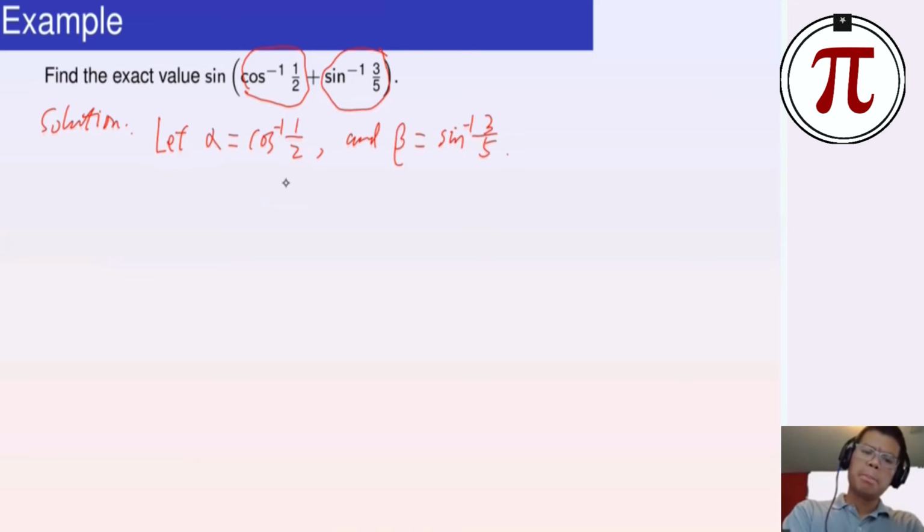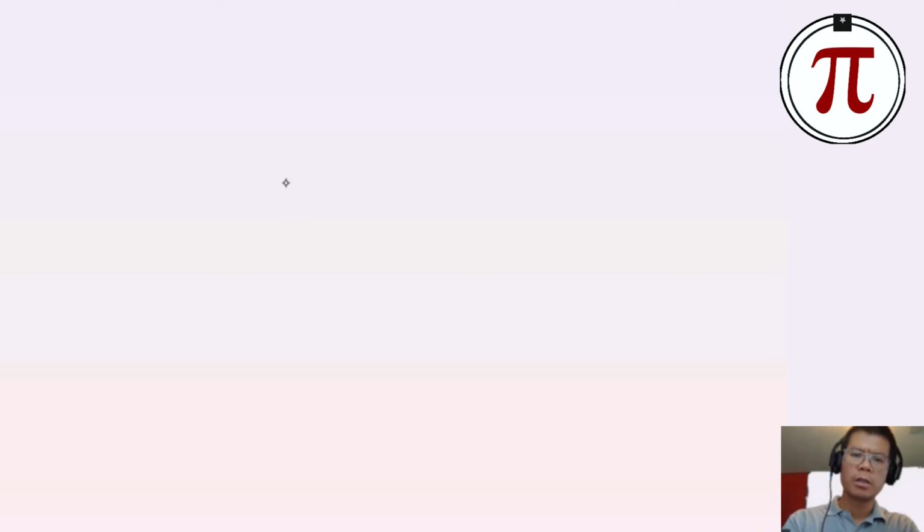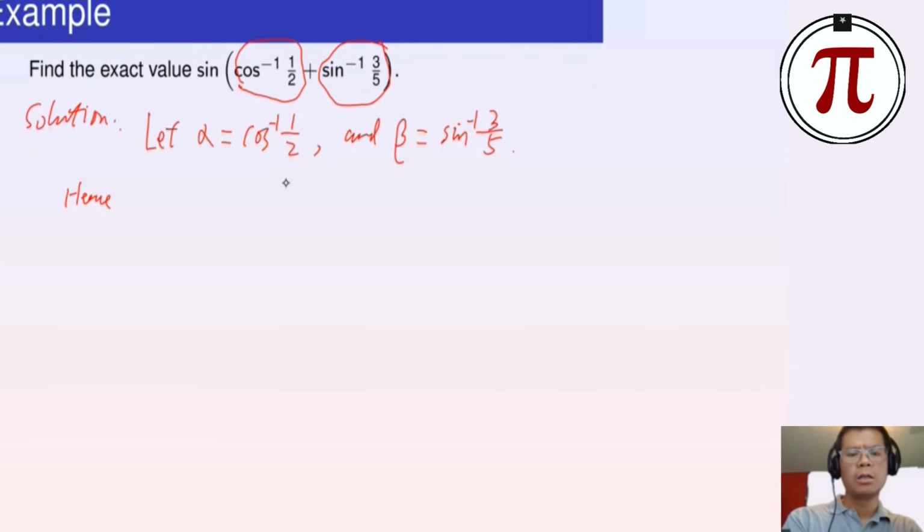Now, if alpha is the inverse cosine of 1/2, then cosine of alpha equals what? One half. Because alpha is the inverse cosine of 1/2, so cosine alpha is 1/2.